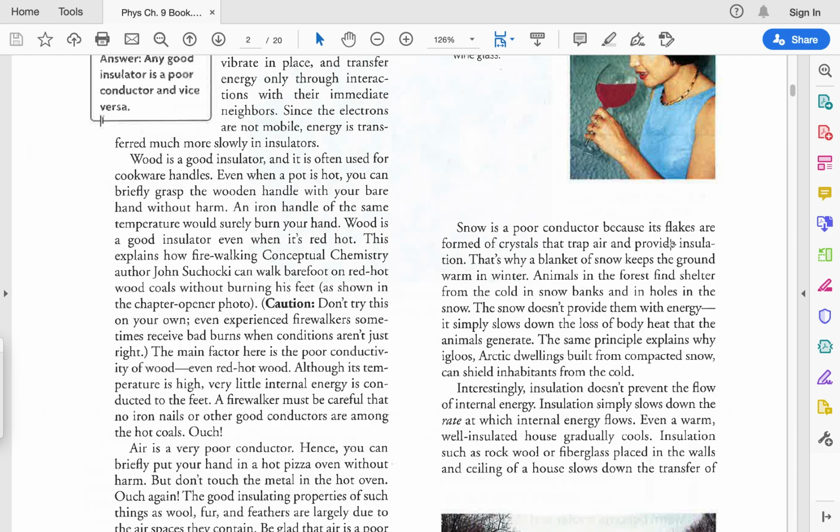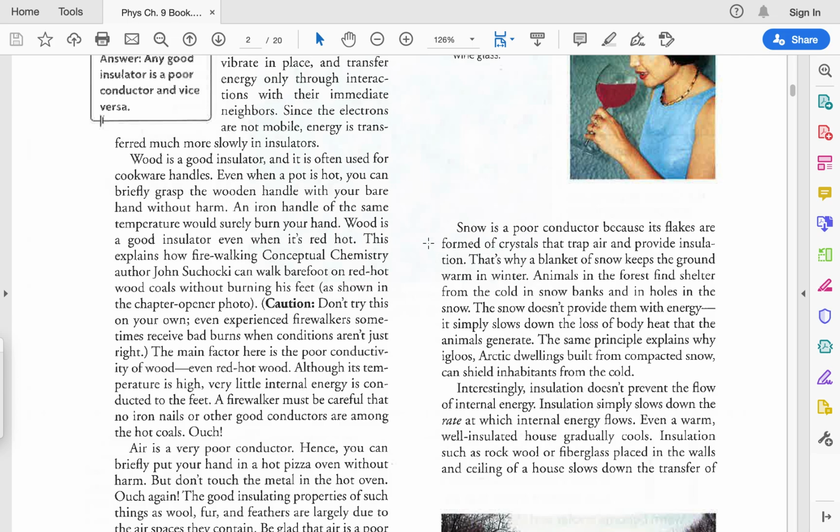Snow is a poor conductor because its flakes are formed of crystals that trap air and provide insulation. So anything that is an insulator is a poor conductor. Wood is a good insulator, but it's also a poor conductor of heat. Whereas metal is a poor insulator, meaning it doesn't hold heat very well, but it transfers heat very well. That's why we make our pots and pans out of metal, because they're good conductors.